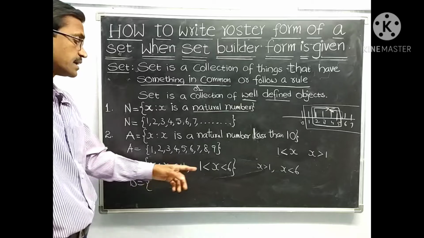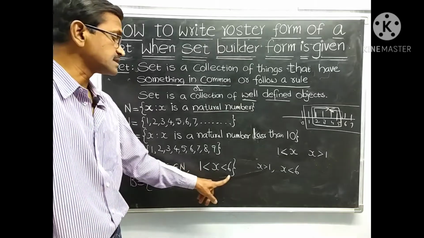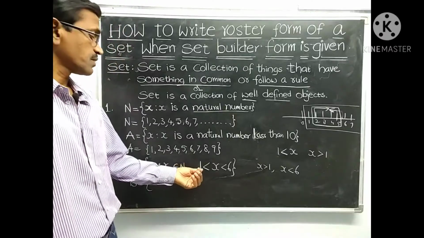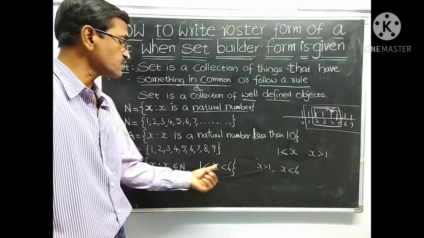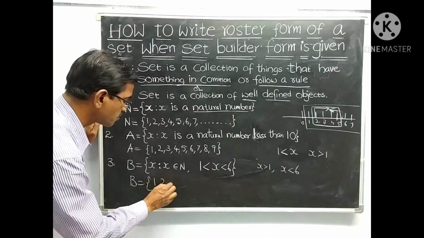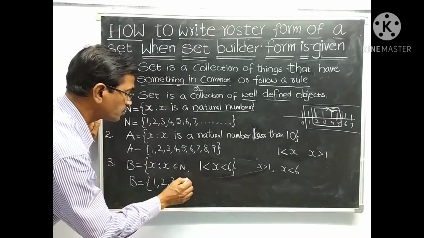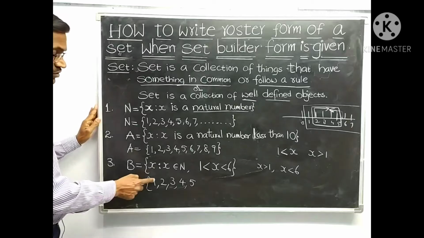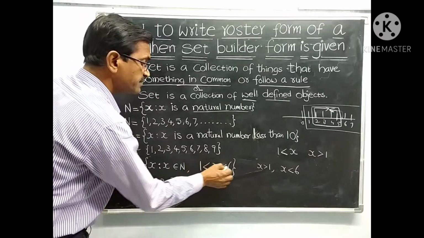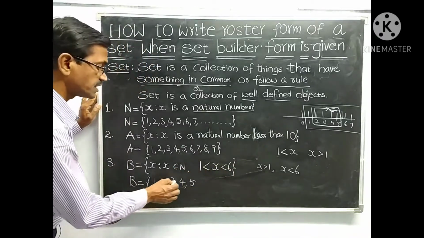That's why, if it is written like this, there is no equal to symbol. So we have to take the elements between 1 and 6. We can write 1, 2, 3, 4, 5, but you should not write 1 here. You have to collect only the elements in between 1 and 6: 2, 3, 4, 5.